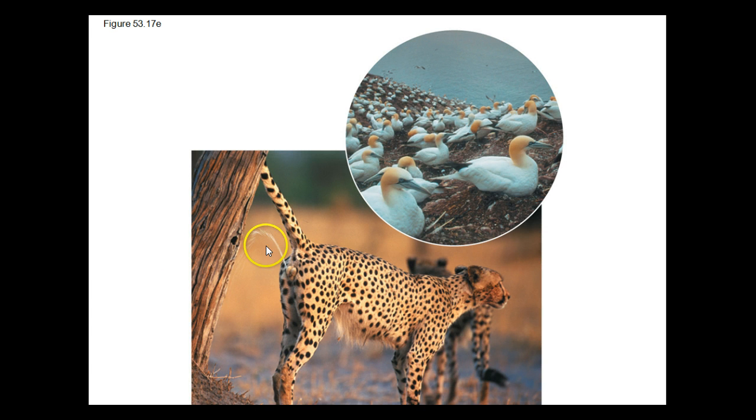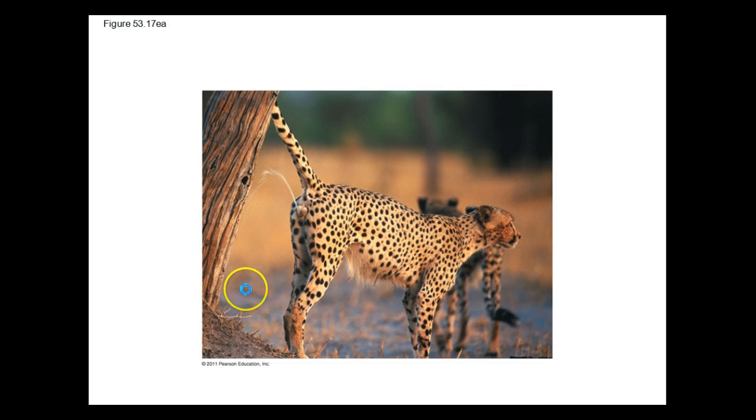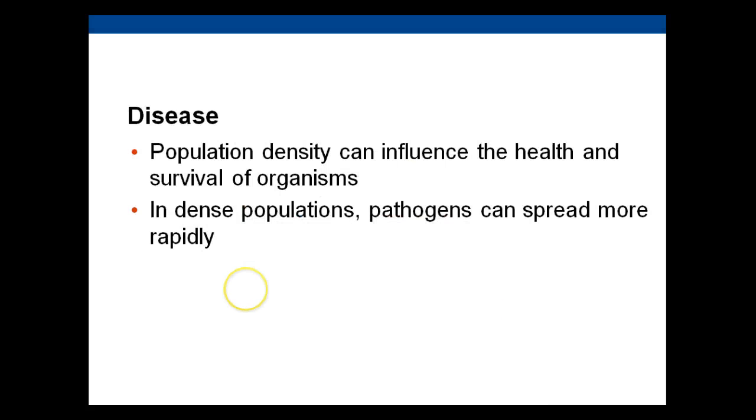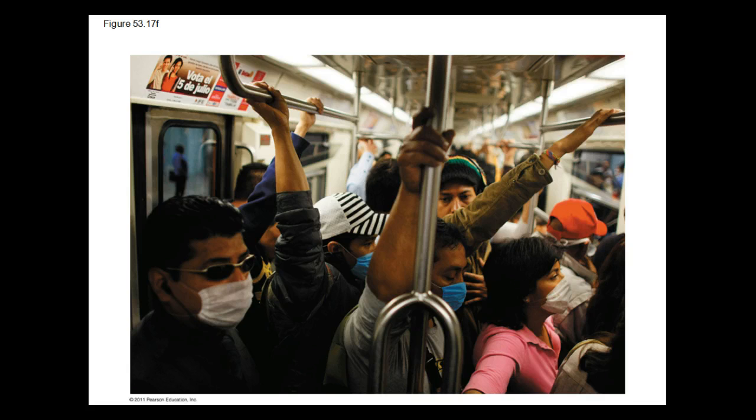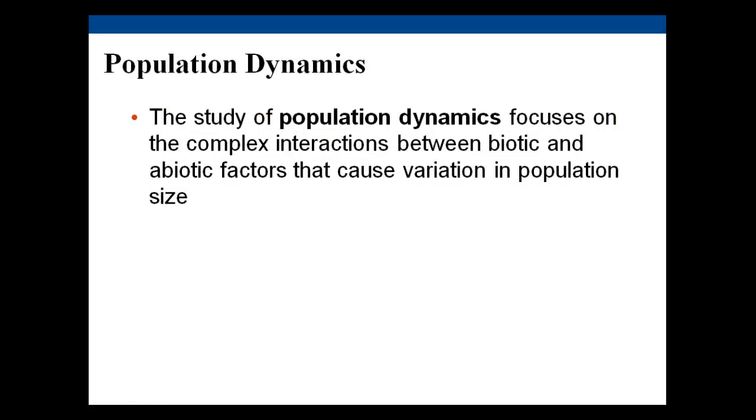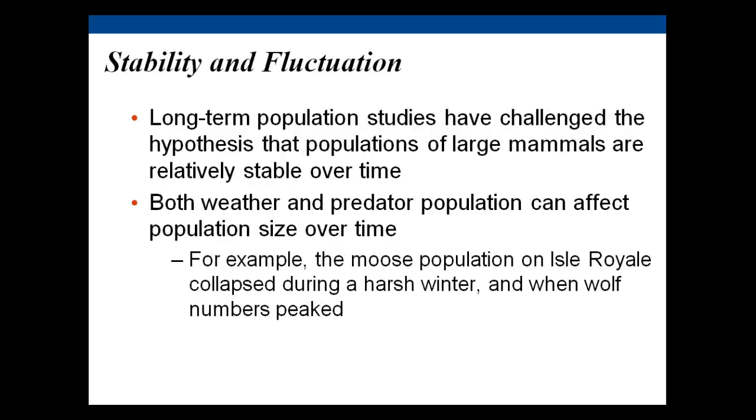Great picture of a cheetah peeing on a tree. Huh. And we'll look at it again. And also disease, we know that. Population dynamics focuses on the complex interaction between those two things. There's lots of stability and fluctuation. Weather can make a difference. Climate can make a difference, like El Nino or La Nina. A harsh winter, we've had quite a few of those.